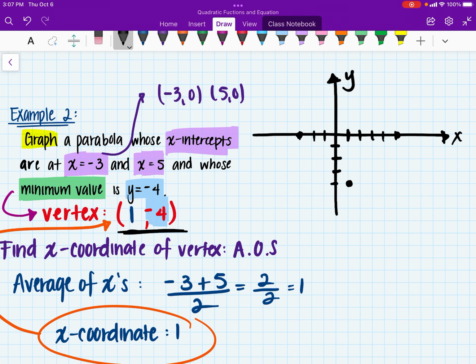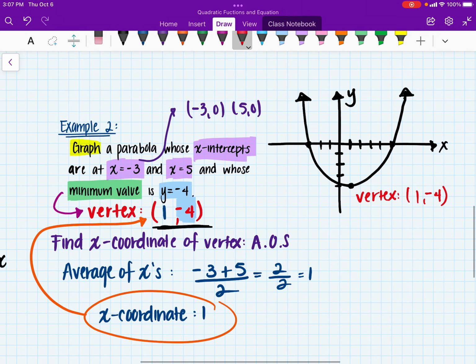So let's go ahead and create our parabola. And that's our parabola. So once again, whenever you're graphing a parabola, the first thing you should be plotting is your vertex. And our vertex is here. It's the point 1, -4. And that is our graph.